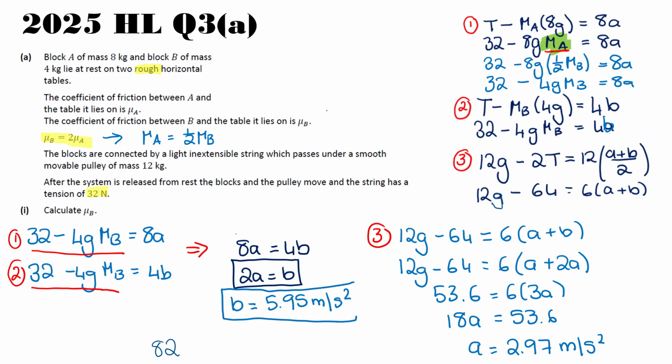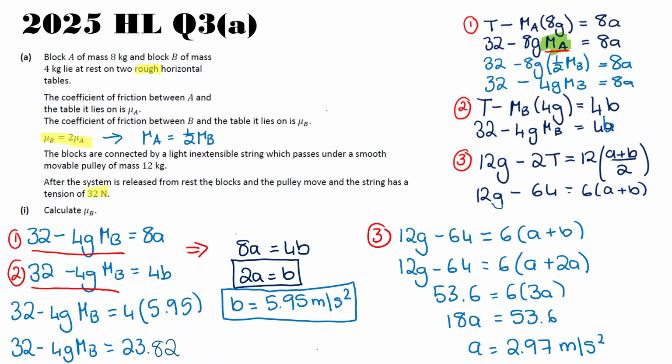We're still not quite there. We now need to go back and get mu B. Doesn't matter if we work with equation 2 or equation 1, because they're going to give us pretty much the same thing. So let's work with 2 because it's here. So we have 32 minus 4g mu B, remember that's the thing I want, is equal to 4 times b, which is 5.95. So if I multiply that by 4, that gives me 32 minus 4g mu B is equal to 23.82.